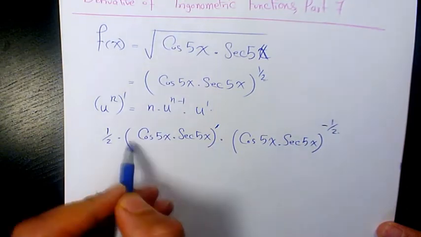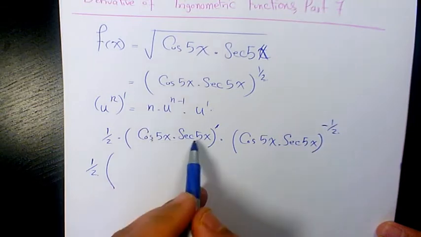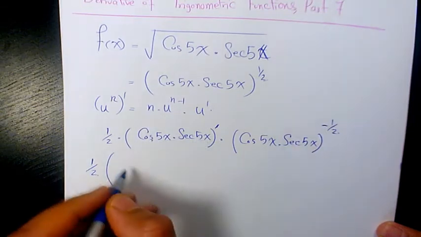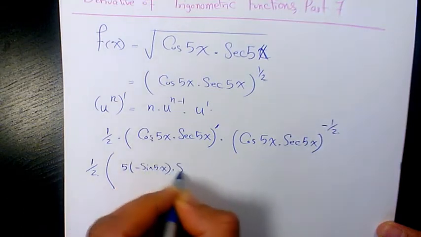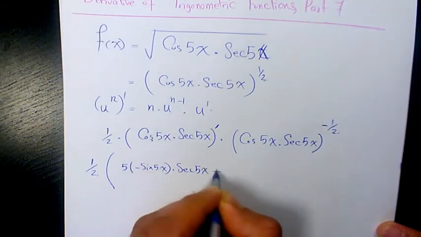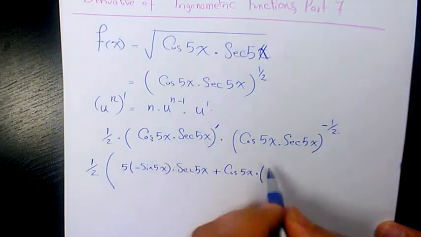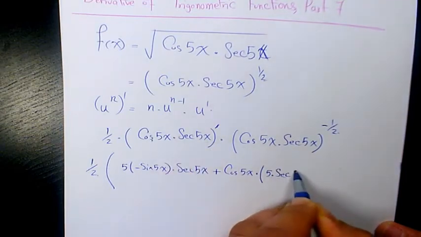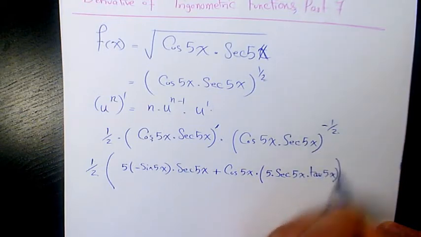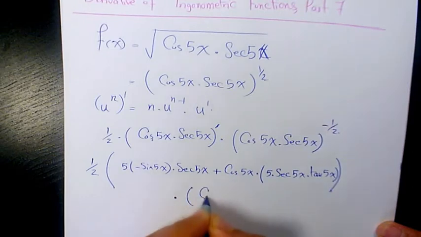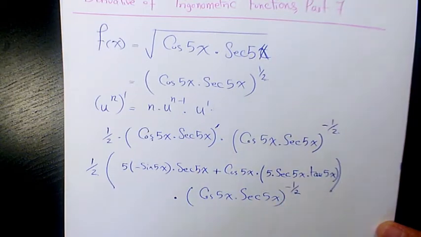Now let's find the derivative of this part, which will be u prime v plus v prime u. Derivative of cosine 5x is 5 times negative sine 5x times secant 5x, plus cosine 5x times 5 times secant 5x tan 5x, multiplied by cosine 5x times secant 5x to the power of negative 1 over 2.